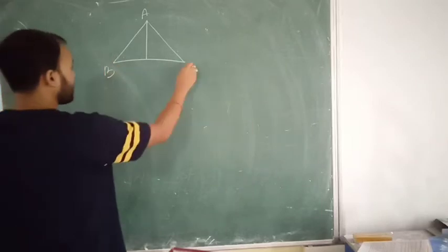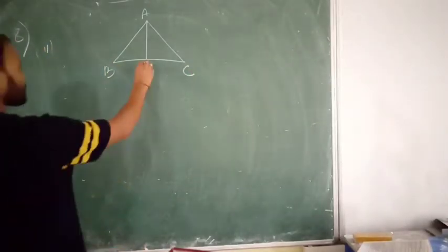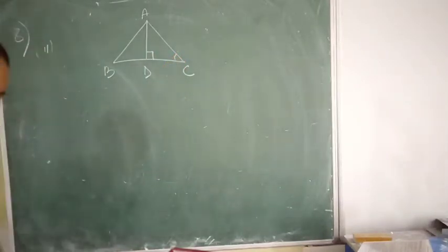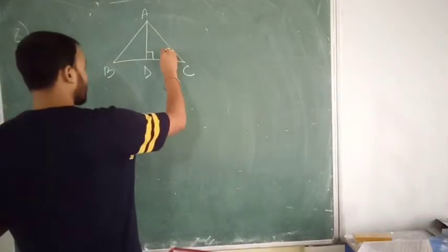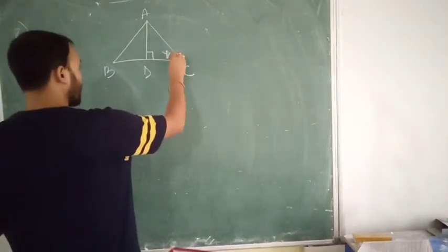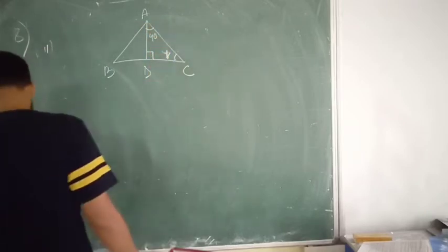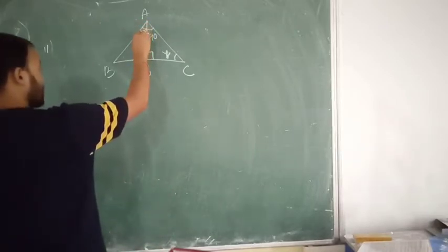A, B, C. It is D. It is 90. This is how much? Now this is Y. Y, there Y. This is 40. Okay. This is X. This is 60.